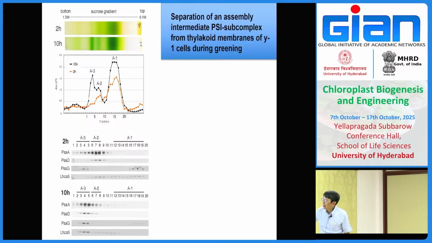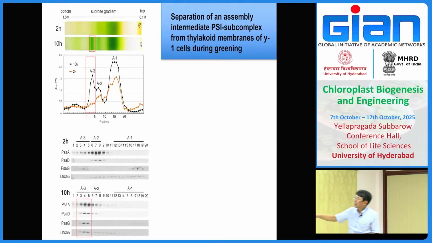And LHC5 separated very broadly. The signal was so weak we could only detect a small amount. Probably PSA5 is also present here, but the signal was so weak. So A2 here, A3 here.